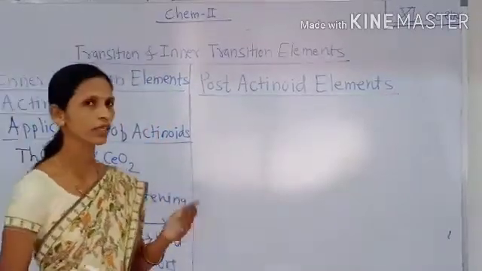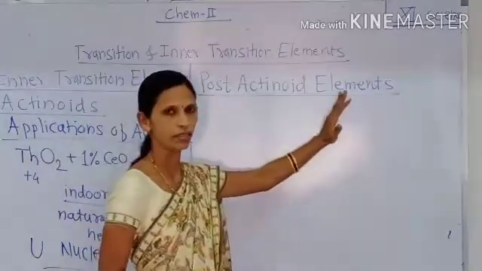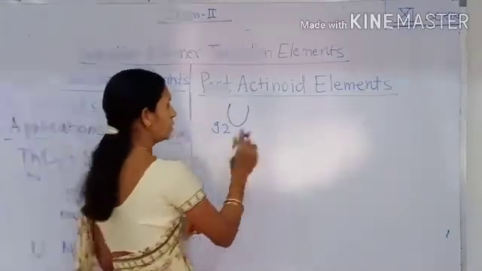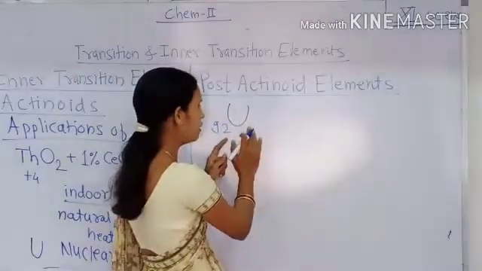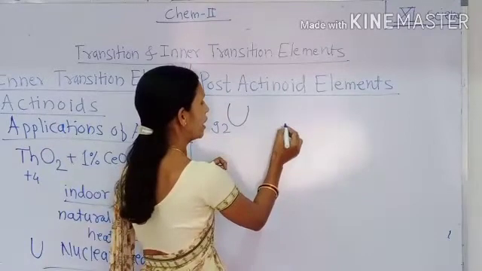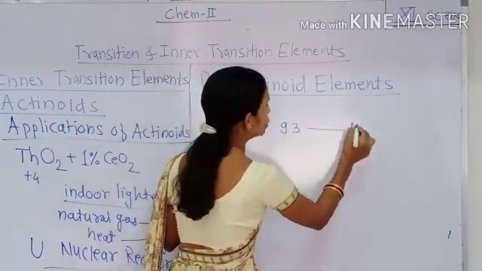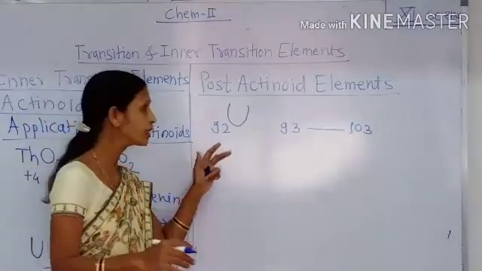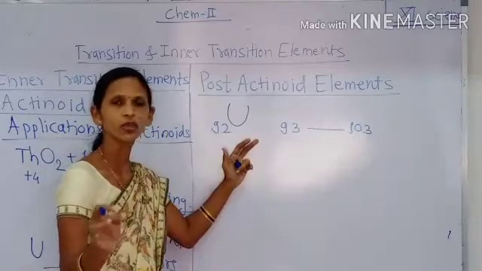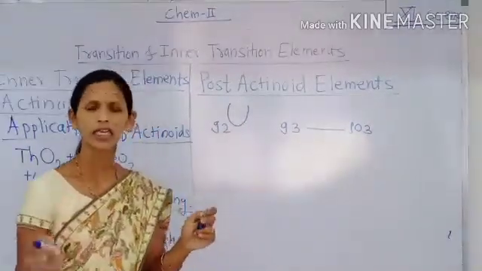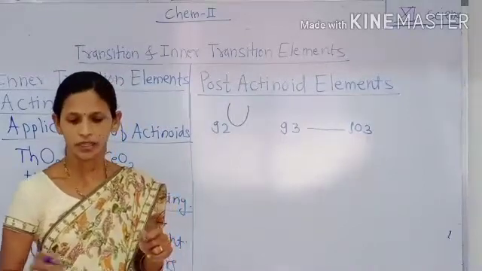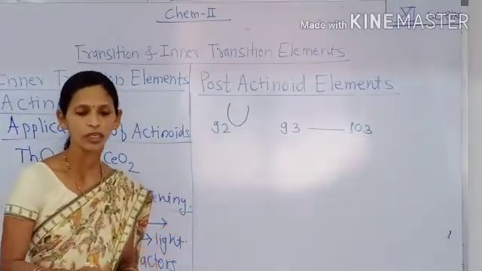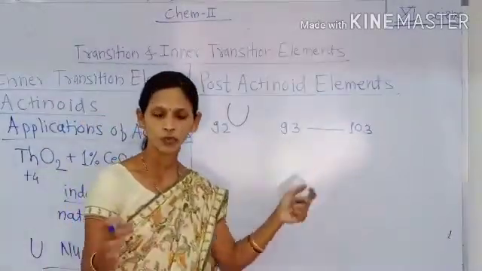Then we will see one more point, the last point: post-actinoid elements. All of you have studied the actinoid series elements, in which uranium has atomic number 92, and the elements after uranium, with atomic numbers 93 to 103, are known as transuranic elements. Most of them are synthetic in nature, that means they are prepared artificially in the laboratory by different nuclear reactions, and their half-life period is very short.